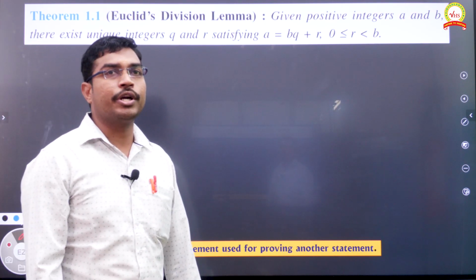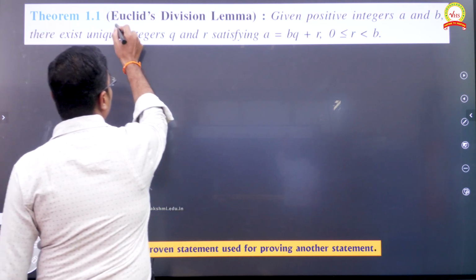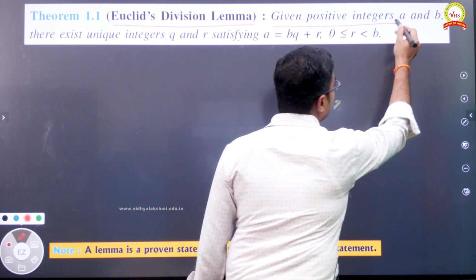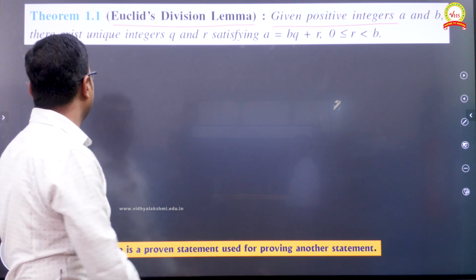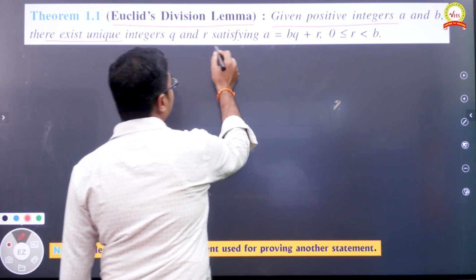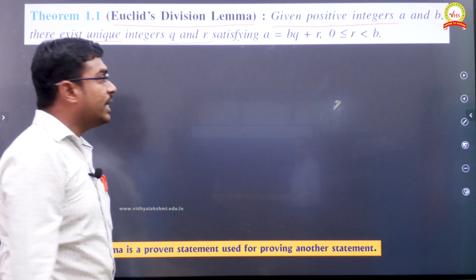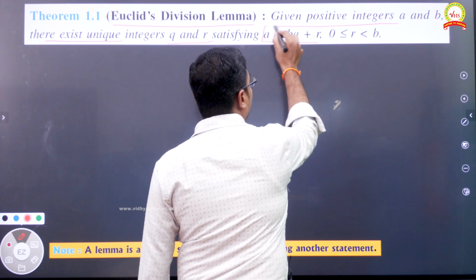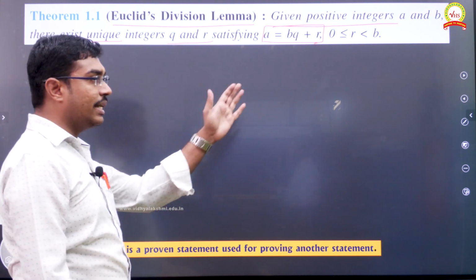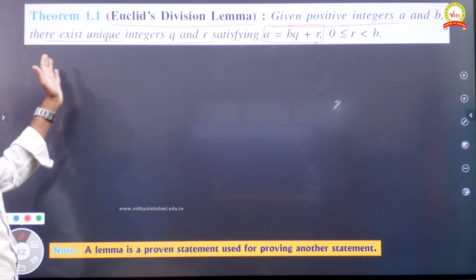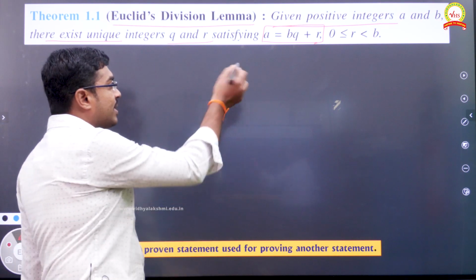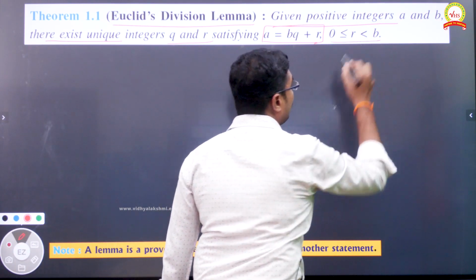Theorem number 1.1. Dear students, this is Euclid division lemma. What does the theorem say? Given positive integers a and b, there exist unique integers q and r, such that a equals bq plus r. This is the formula of Euclid division lemma. So, the theorem is: given positive integers a and b, there exist unique integers q and r satisfying a equals bq plus r, 0 less than or equal to r less than b.